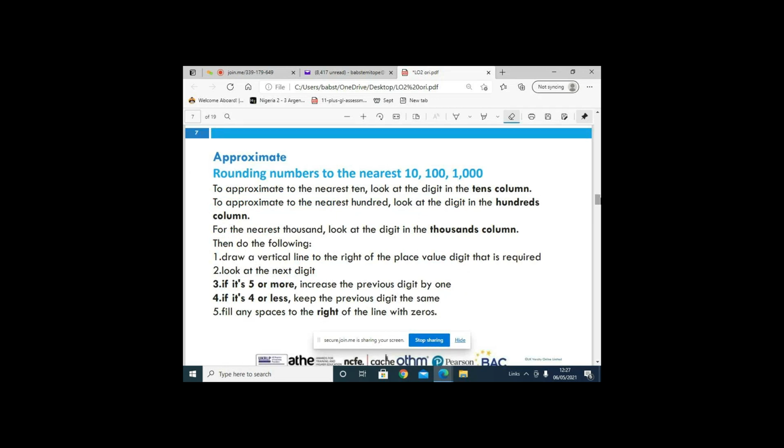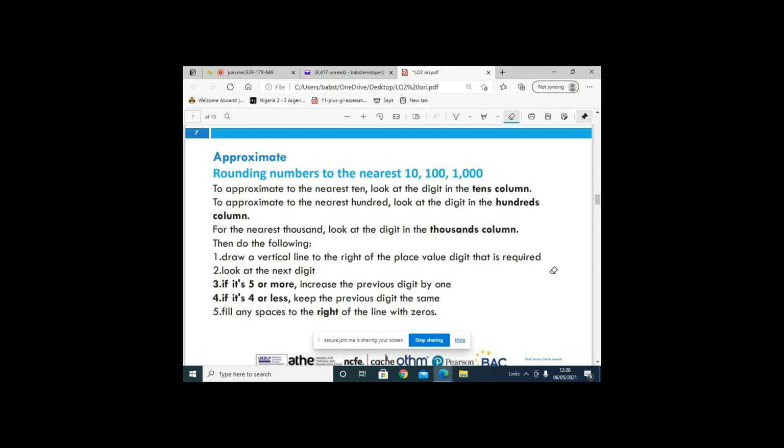So let's now go to approximation. What we have to do is round to the nearest 10, to the nearest 100, and to the nearest 1,000. To approximate to the nearest 10, you look at the digits in the 10th column. To the nearest 100, you look at the digits in what? In the hundreds. If you want to do the nearest 1,000, you look at the digits in what? In the 1,000th column.